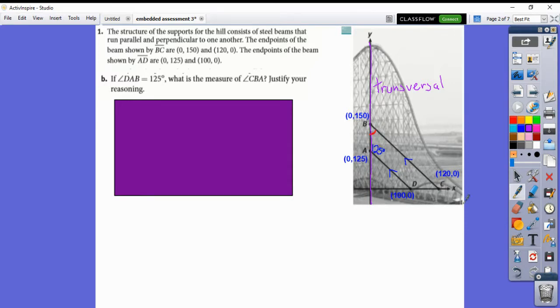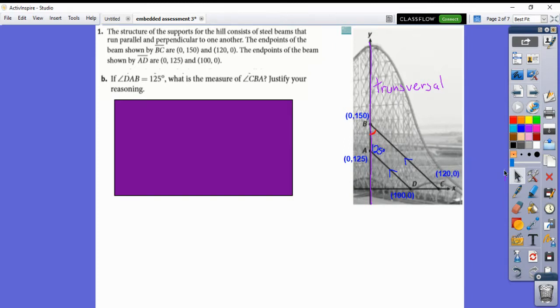Another question we could ask ourselves is, are these two angles same side angles or alternate angles? That depends on their relationship to the transversal. This transversal connects lines BC and AD. Angle DAB is on the right side of that transversal, and angle CBA is on the right side of that transversal. Since these two angles are both on the same side, they're same side angles. So these are same side interior angles.